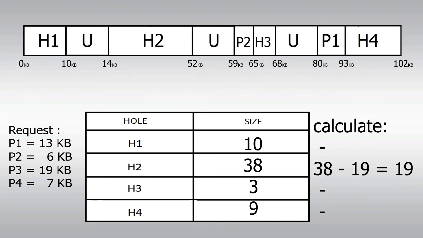Now P3 needs 19 kb. Only hole 2 has the capacity to insert P3, so H2 size 38 and the process size 19, so 38 minus 19, which equals 19. Update the Gantt chart and table accordingly.